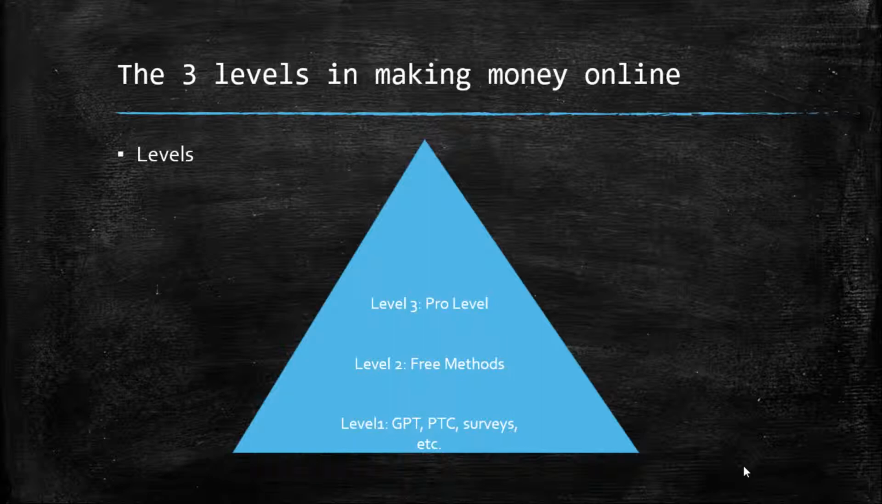The third level is the pro level, where you find people earning 4 digits, 5 digits, and on some occasions 6 digits online, because they are using professional skills and professional marketing strategies. So we're going to discuss something that is on level 2, so that you can increase your income. Let's get straight to it.